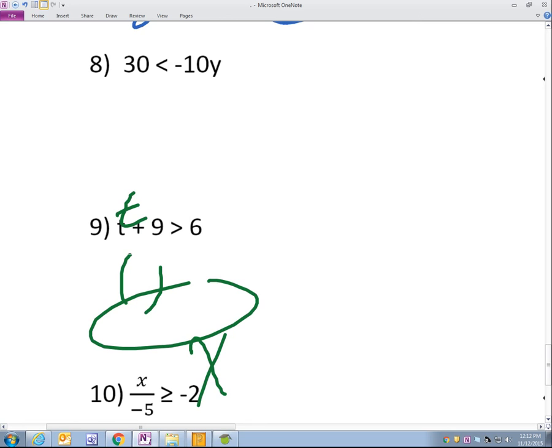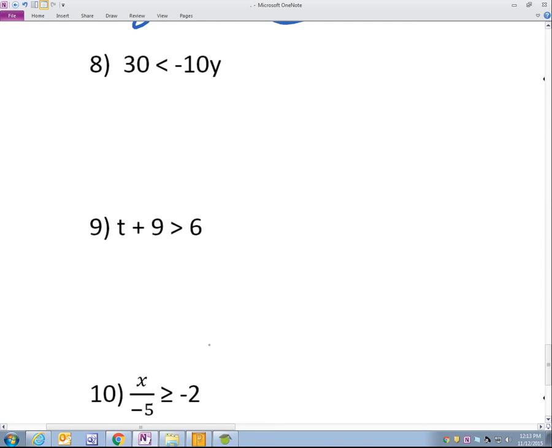Now you have to ask yourself, what is happening to the variable on this one? Ramneet, what's happening? It's being multiplied by a number. What is it being multiplied by? Not just 10, negative 10. So in order to get negative 10 to go away, I'm going to divide by negative 10.